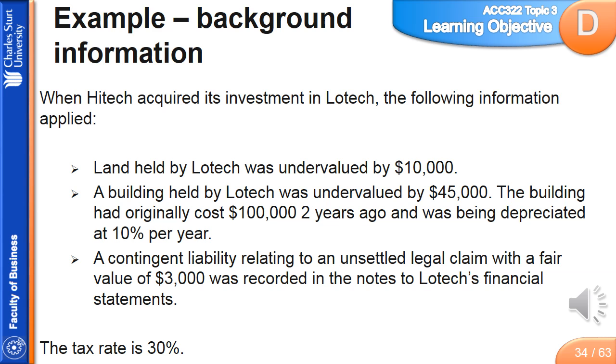There was also a contingent liability related to an unsettled legal claim which had a fair value of $3,000, and that was in the notes, so it didn't meet the recognition criteria in the subsidiary's accounts, but on acquisition we'll recognise that. And it mentions here as well that the tax rate is 30%, but we could assume that anyway, as we'll always be using a 30% tax rate in this subject.